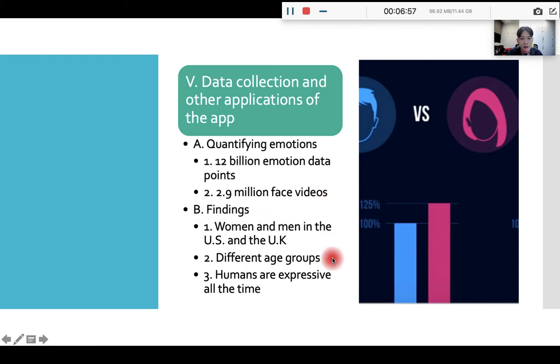They compare and contrast women and men in the US and in the UK. And in the UK, women and men do not show so many differences. They also compare different age groups. And it turns out that human beings are expressive all the time, even when we are doing our taxes.